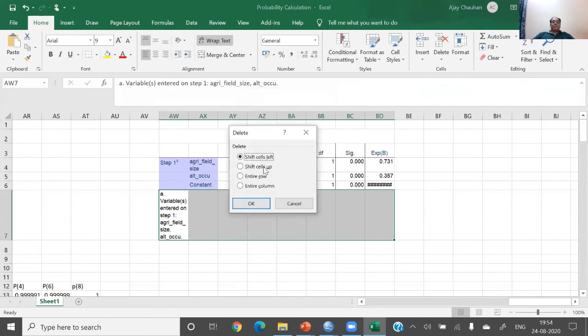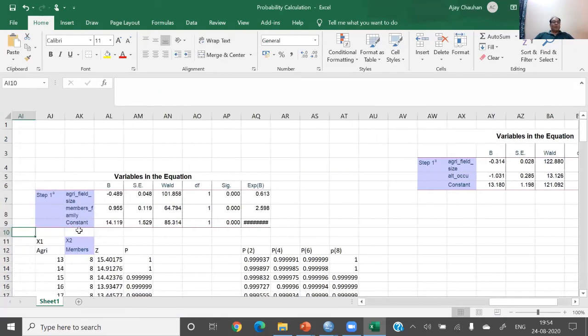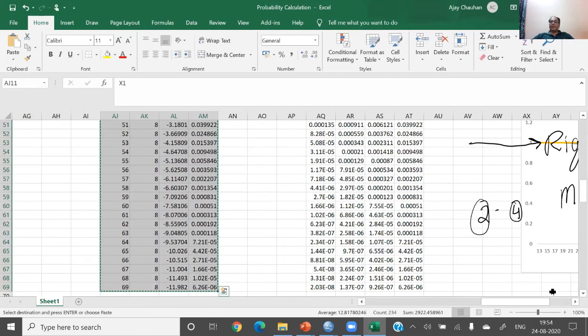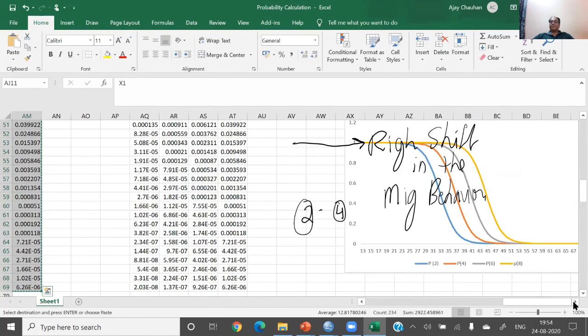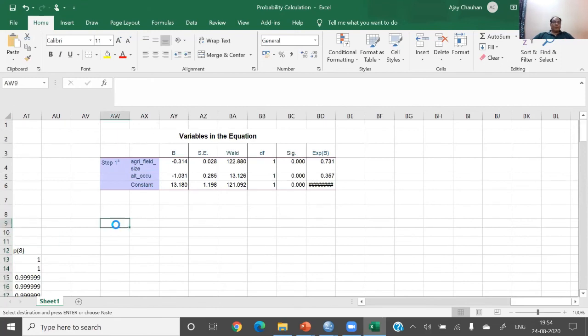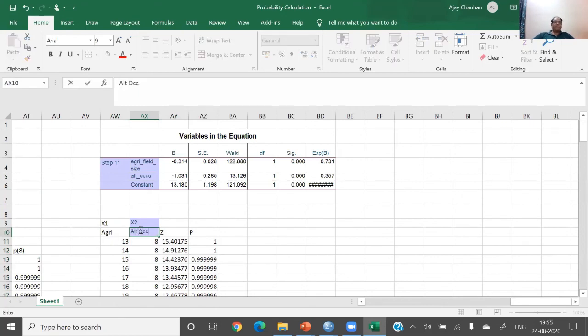And I'm copying the value of agri, and these values I'm copying from here, so that just after changing the values, I will get the results. Okay, so this is the agriculture field. Now this is the alternative occupation, and this value I have to change. This actually completely changes.